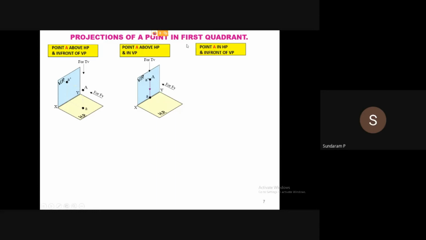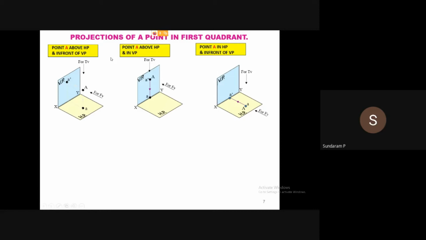Sometimes a point A may be described as in HP or on HP, in front of VP. Don't get confused. In that case, the point is on the horizontal plane, remember that. So your top view is in front of the VP, and the front view lies on the XY line. So in the first quadrant itself we have three cases, and similarly for all quadrants.